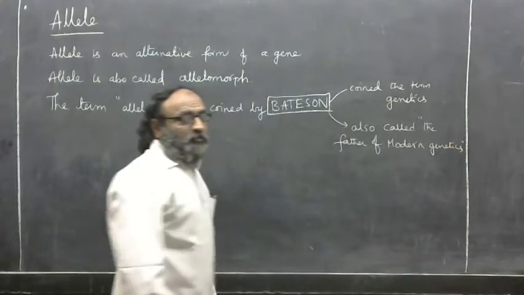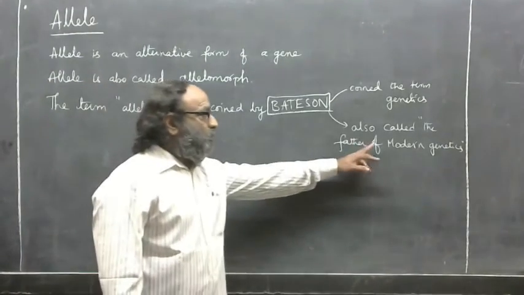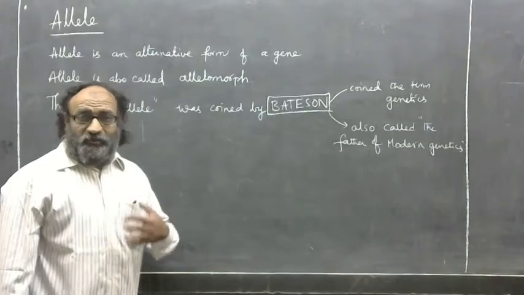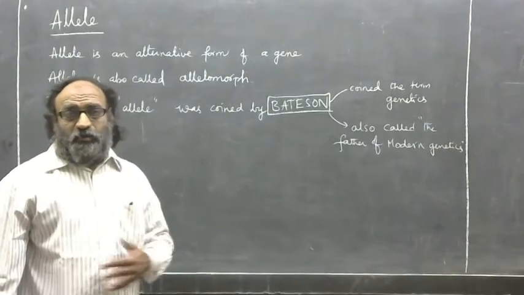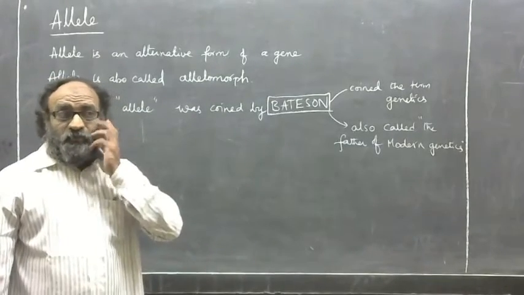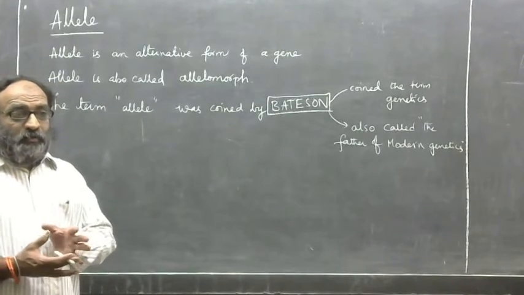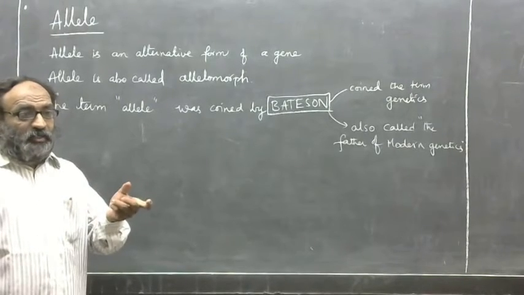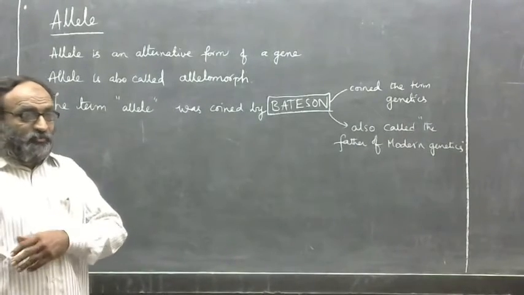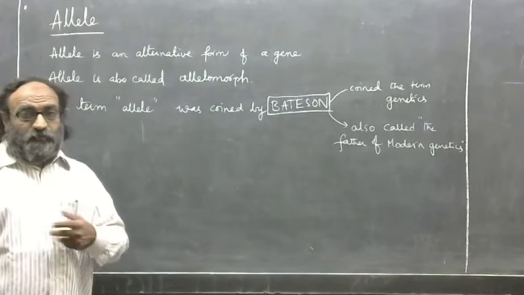The father of genetics is Gregor Johann Mendel, remember? But the father of modern genetics is Bergson. So it is Bergson who coined the term genetics, and who is also called the father of modern genetics, and who coined the term allele or allelomorph. So an allele represents the contrasting pair of a character, or the alternative forms of a gene.